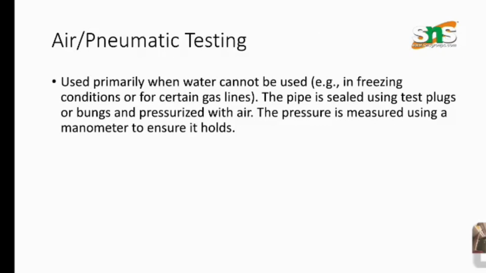Air pneumatic testing is used primarily when water cannot be used, for example in freezing conditions or for certain gas lines. The pipe is sealed using test plugs or bungs, and pressurized with air. The pressure is measured using a manometer to ensure it holds. If water is used we can use different methods, but if gas is used we can use air pneumatic testing, because however much gas we insert, that much gas we should get as output, checked using pressure gauges. If we do not get that much, there is a leakage in the middle of the pipe. So we have to test the pipe using pneumatic testing, that is, air pneumatic testing.